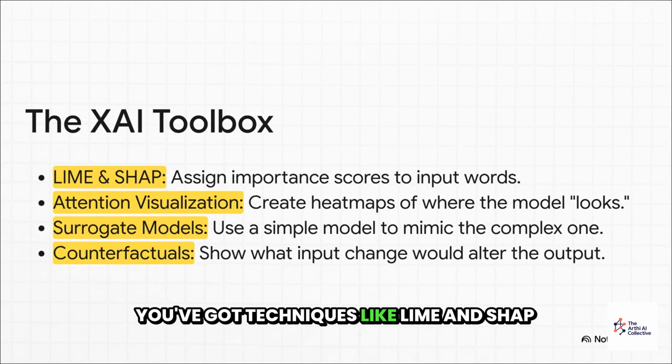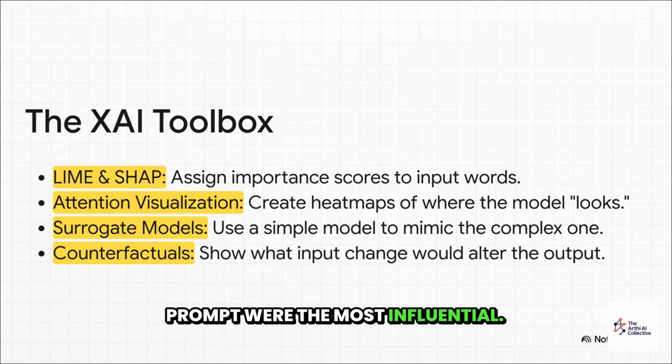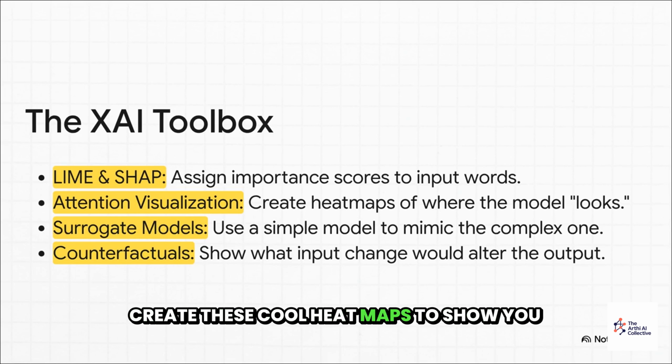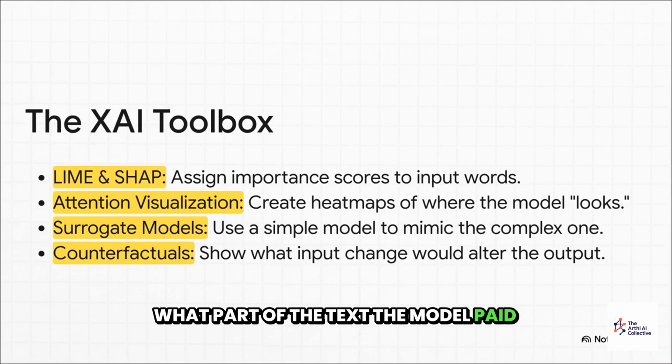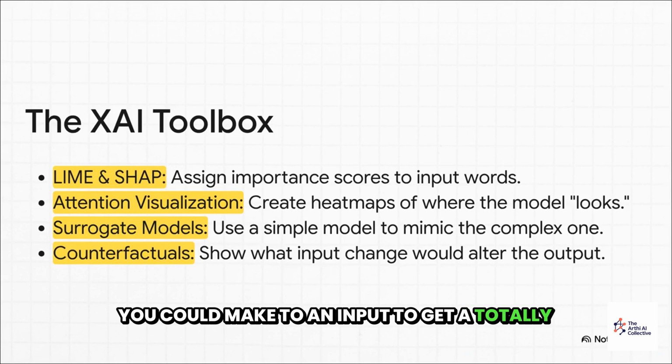You've got techniques like LIME and SHAP that try to figure out which words in your prompt were the most influential. You have attention visualizations that create these cool heat maps to show you what part of the text the model paid attention to. And counterfactuals are really powerful. They can show you the tiniest little change you could make to an input to get a totally different output.